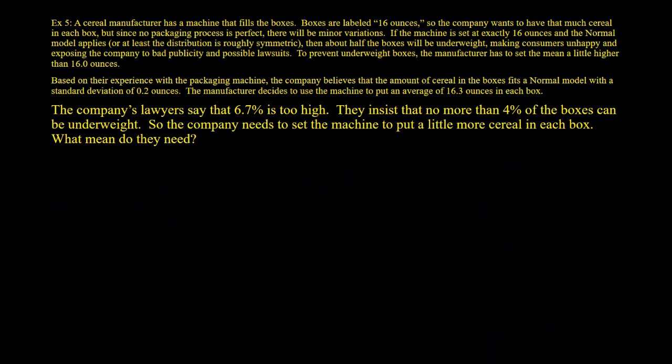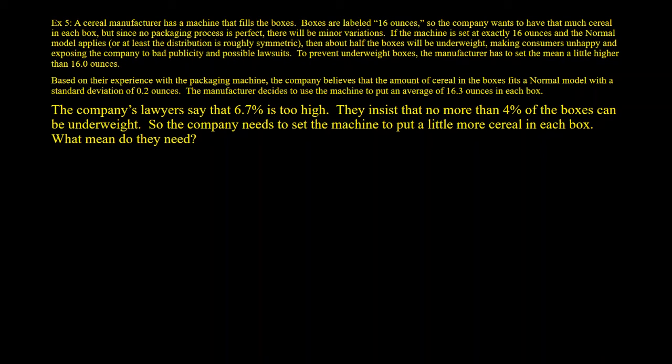The company's lawyers say that 6.7% is too high. They insist that no more than 4% of boxes can be underweight, so the company needs to set the machine to put a little more cereal in each box. What mean do they need? So now the standard deviation stays the same. We want to see what the mean would have to change to. We already know 4% would be a z-score of negative 1.75. So we'll proceed with that.